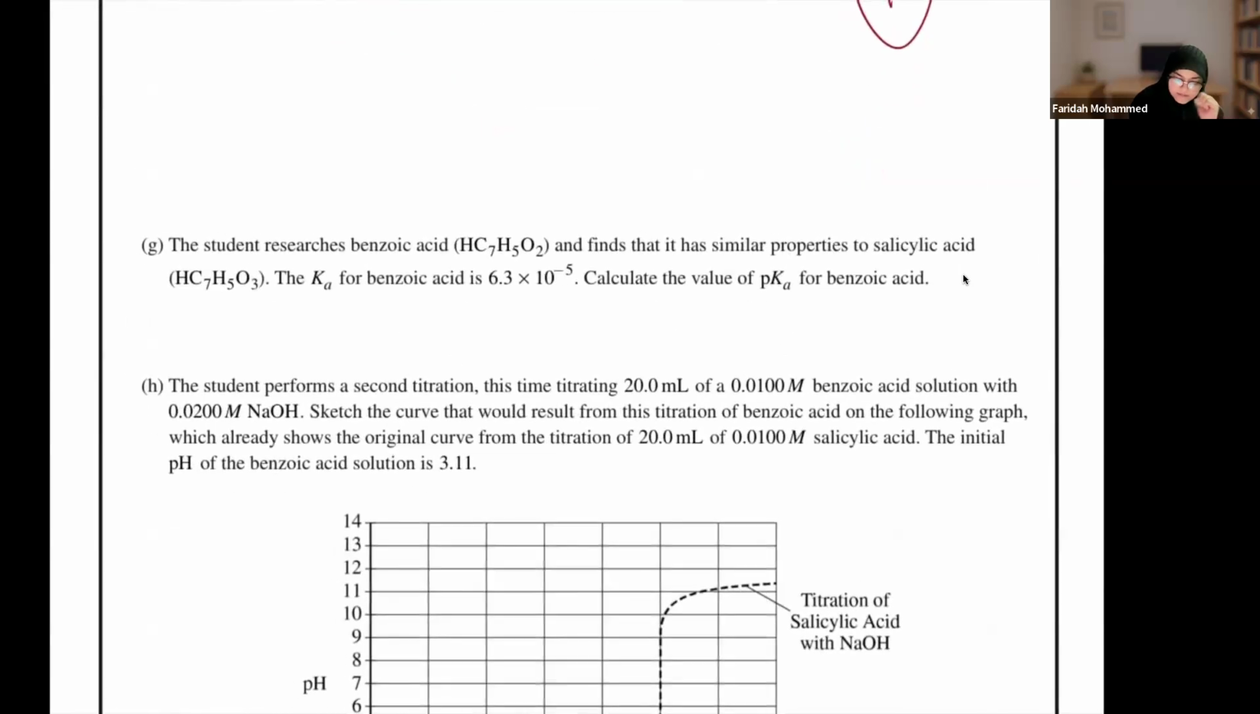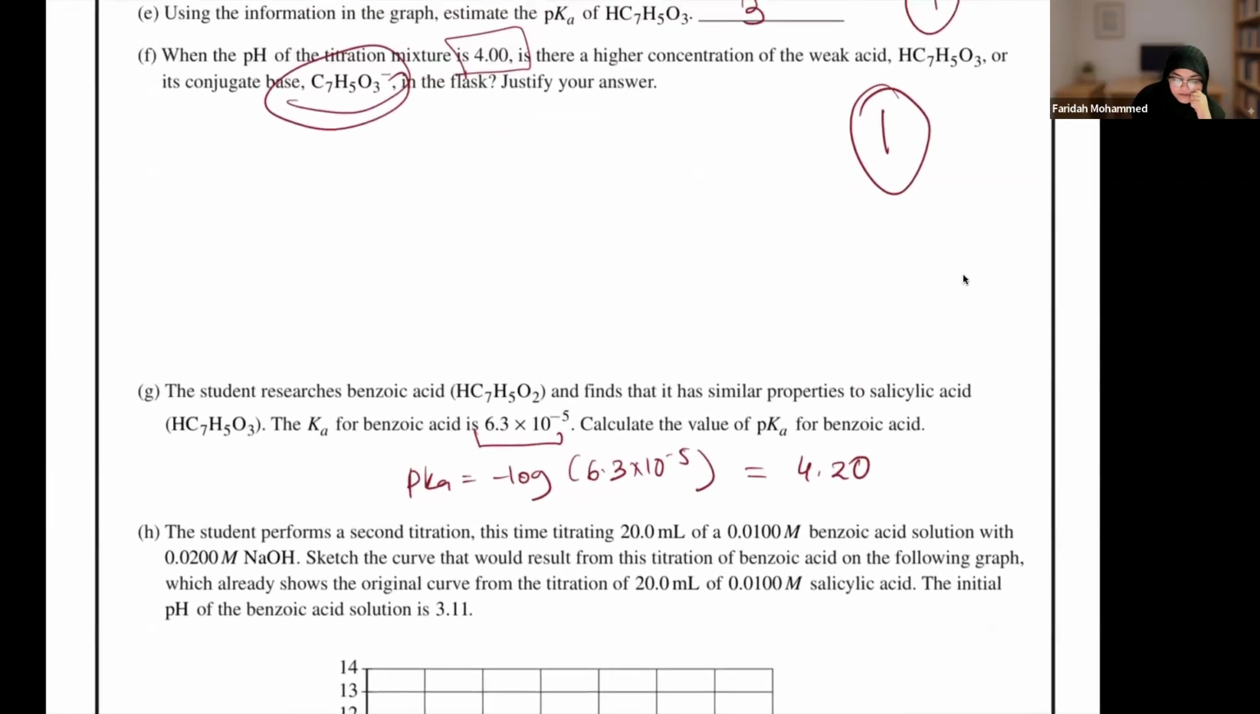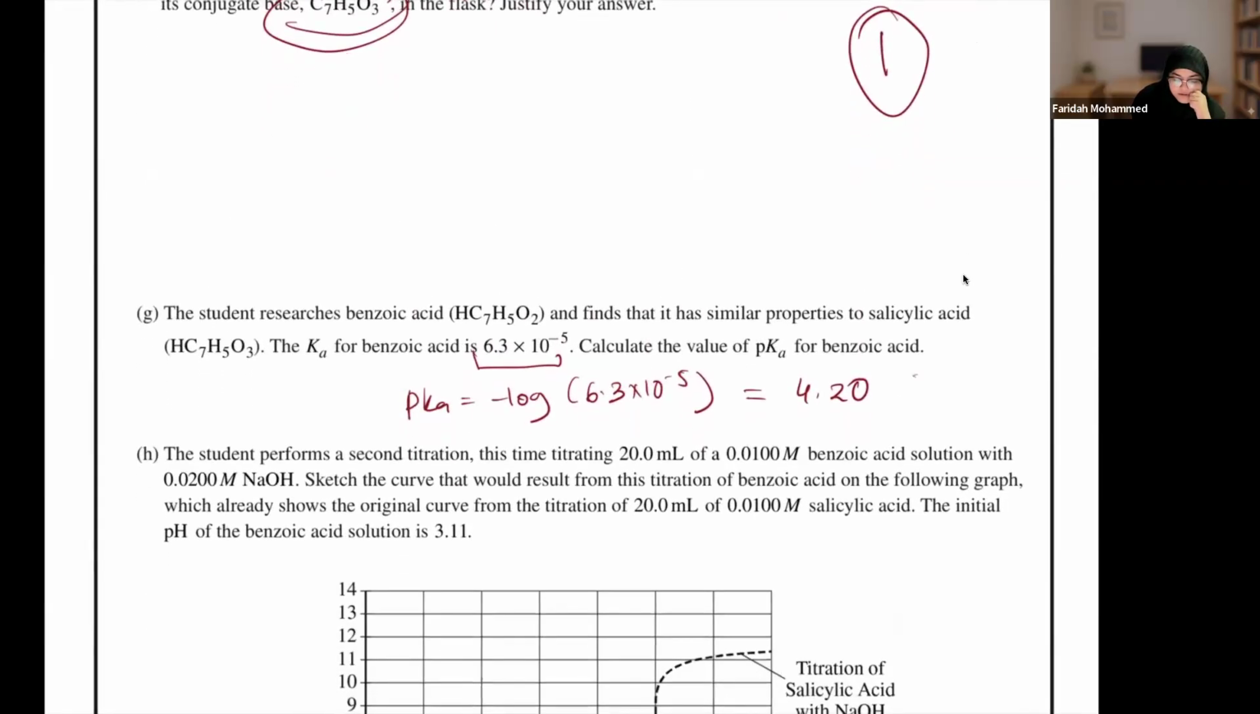Okay, G. The students research benzoic acid and find that it has a Ka. Now how do you find pKa? You're given the Ka, so pKa is the negative log of that number. And that gives you 4.20. Again, 3 significant figures, remember? So this is 1 point.